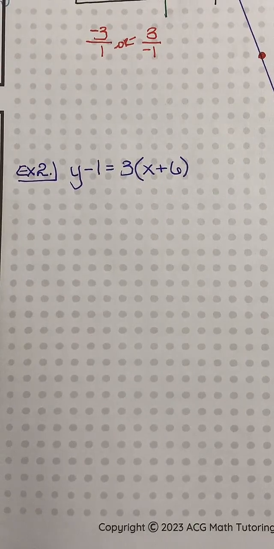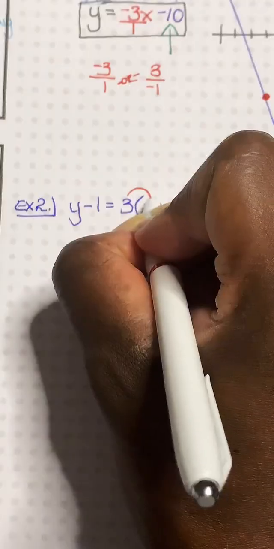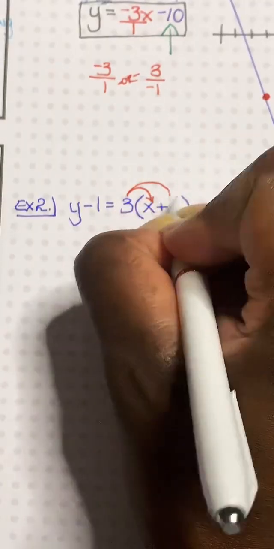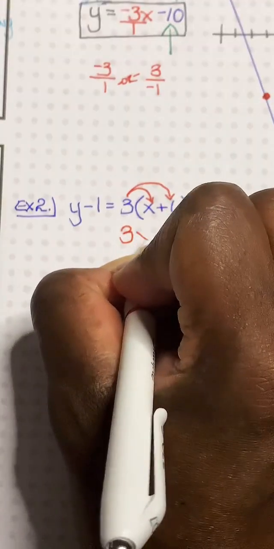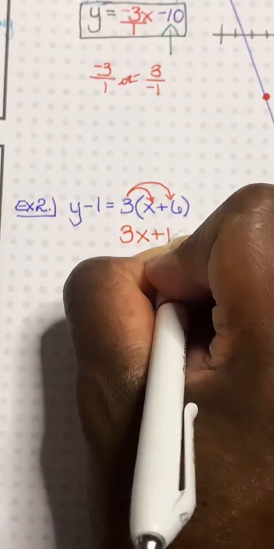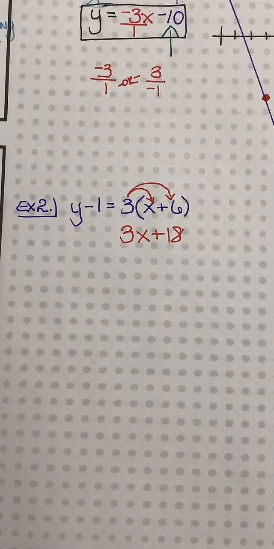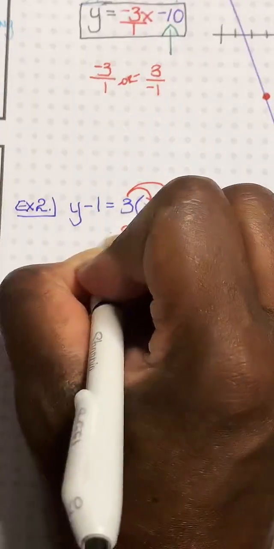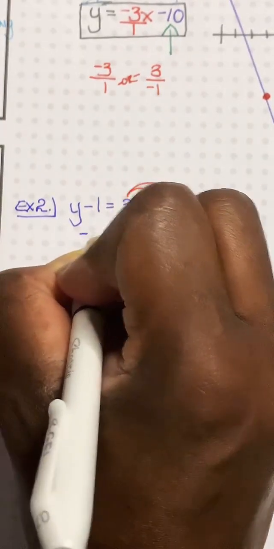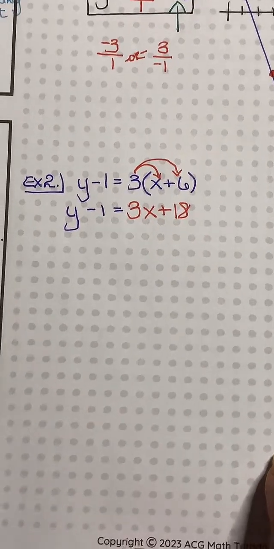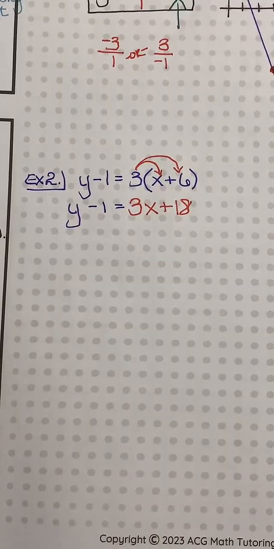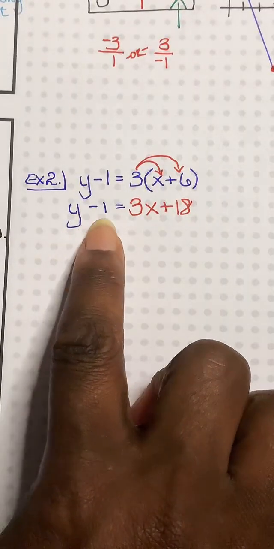All right, so let's take a gander. So distributing our 3 to everything, we have our 3x plus 18, which is what everyone wrote. Good job. So now we're bringing down our equals and our y minus 1. Just like Ludi says, we have y minus 1.